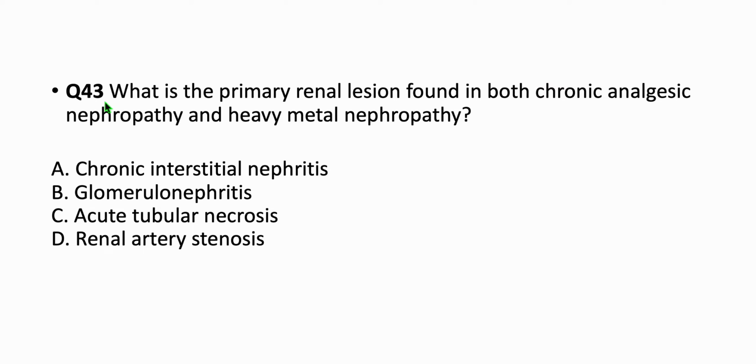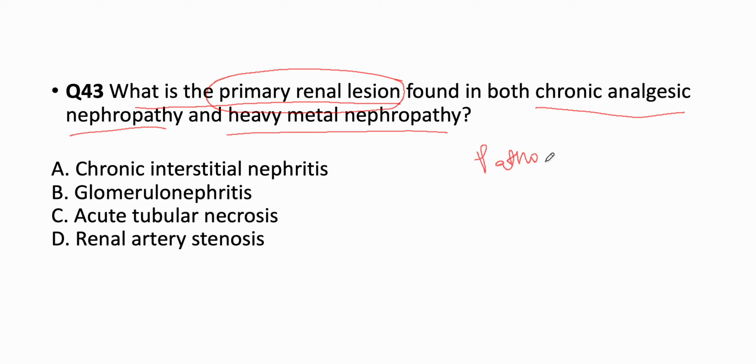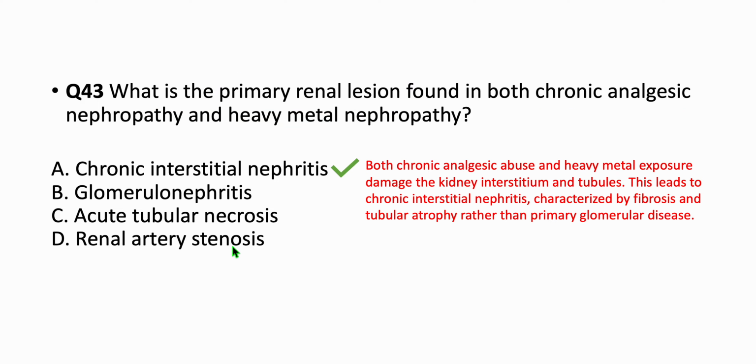Moving ahead to the third question of this part, it says, what are the primary renal lesions found in both chronic analgesic nephropathy and heavy metal nephropathy? This question is from the pathology part. Option A says chronic interstitial nephritis. Option B says glomerulonephritis. Option C is acute tubular necrosis, and option D is renal artery stenosis. So the answer here is chronic interstitial nephritis.